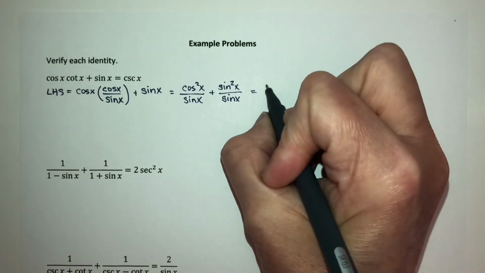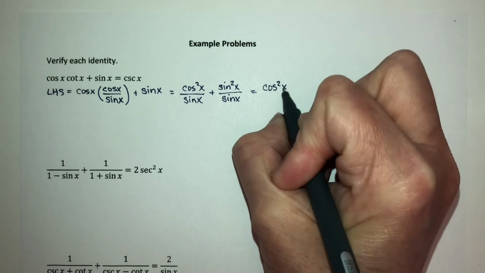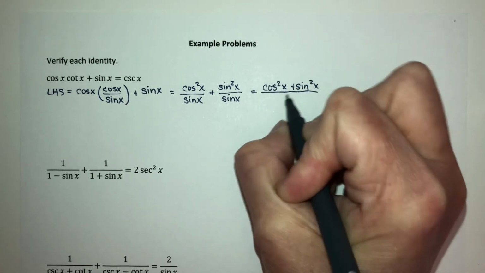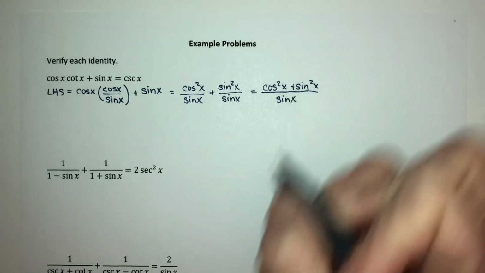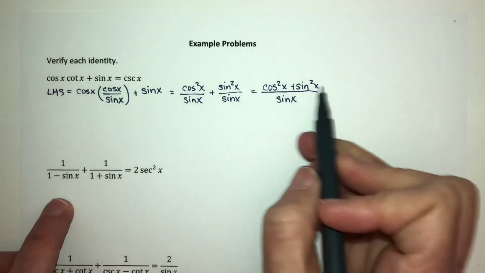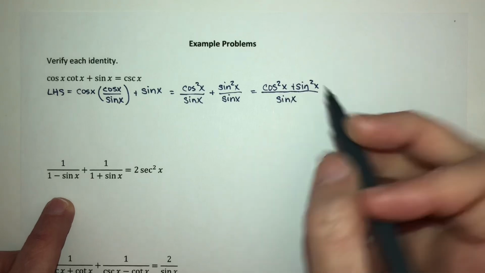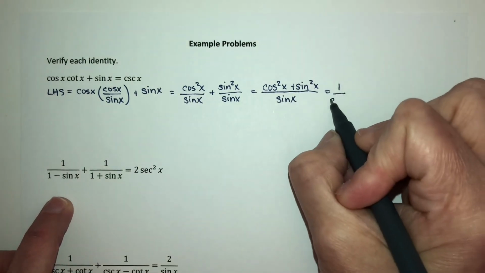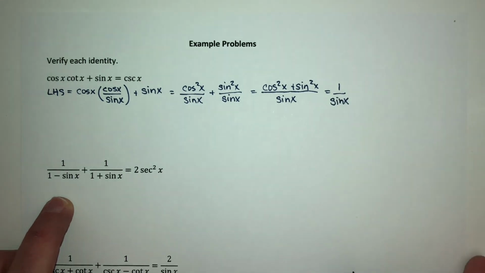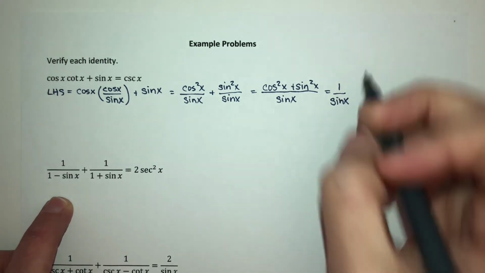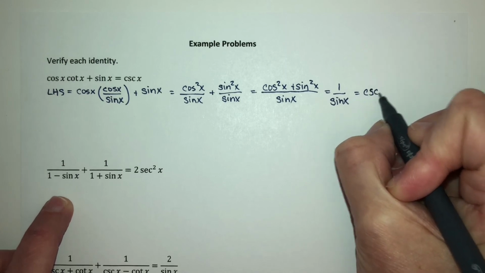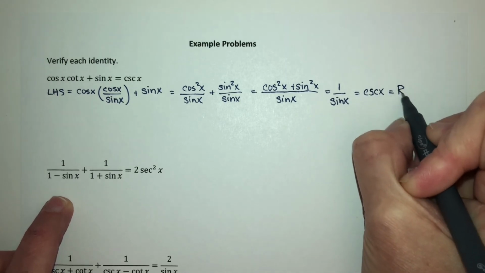Now combine across the top. And the numerator is one of our Pythagorean identities. It is equal to 1. So I have 1 over sine x. And by definition, 1 over sine x is cosecant x, which is equal to the right-hand side.